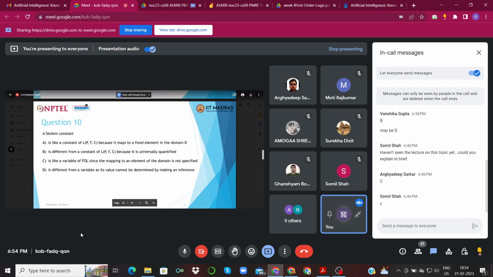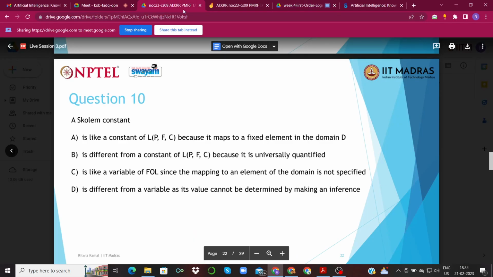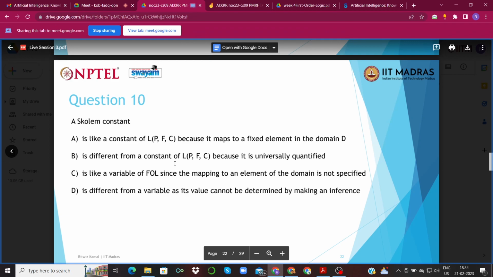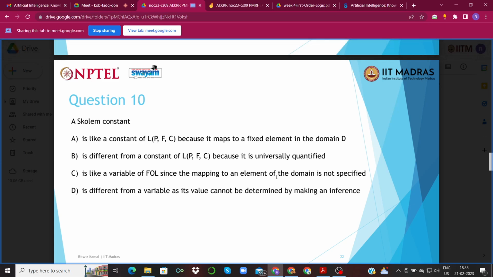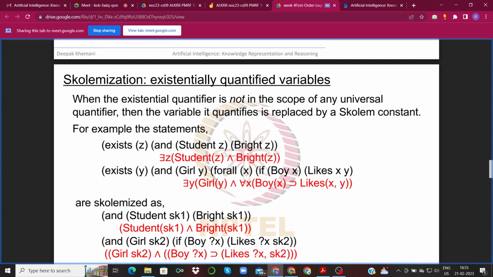Because it says it is different from a constant of FOL because it is universally quantified. This is wrong by the definition of a Skolem constant itself. If we go back to the slides, it has to be not in the scope of any universal quantifier. So option B has to be incorrect. It is like a variable since the mapping to an element of the domain is not specified. We are just replacing z with sk1. We don't know what z stands for, we don't know what sk1 stands for. So it's like a variable in that sense. Do you agree?